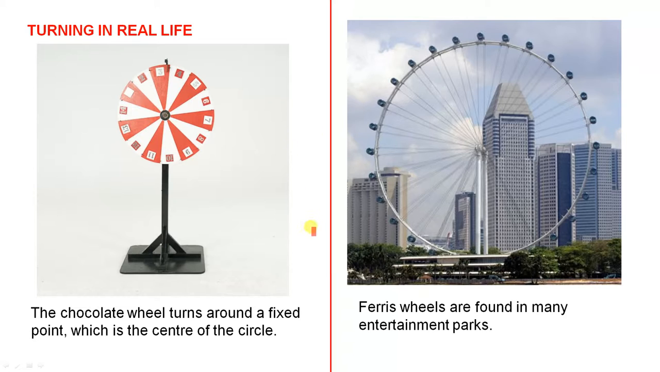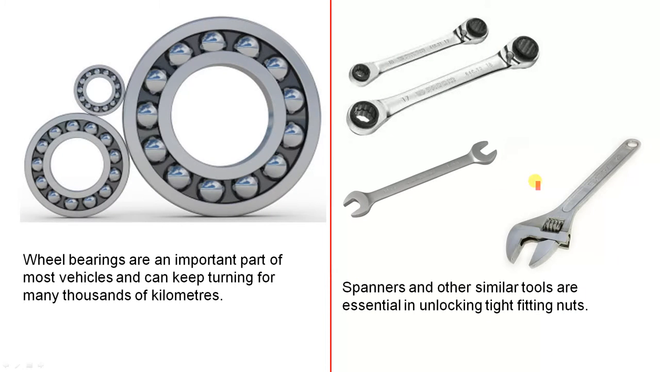Turning in real life: the chocolate wheel turns around a fixed point, which is the center of the circle. So there's the center, and when the wheel is turned, it can land on any number. Ferris wheels are found in many entertainment parks, and there is the center there. Wheel bearings are an important part of most vehicles and can keep turning for many thousands of kilometers. Spanners and other similar tools are essential in unlocking tight-fitting nuts, and they all undergo a turning motion.